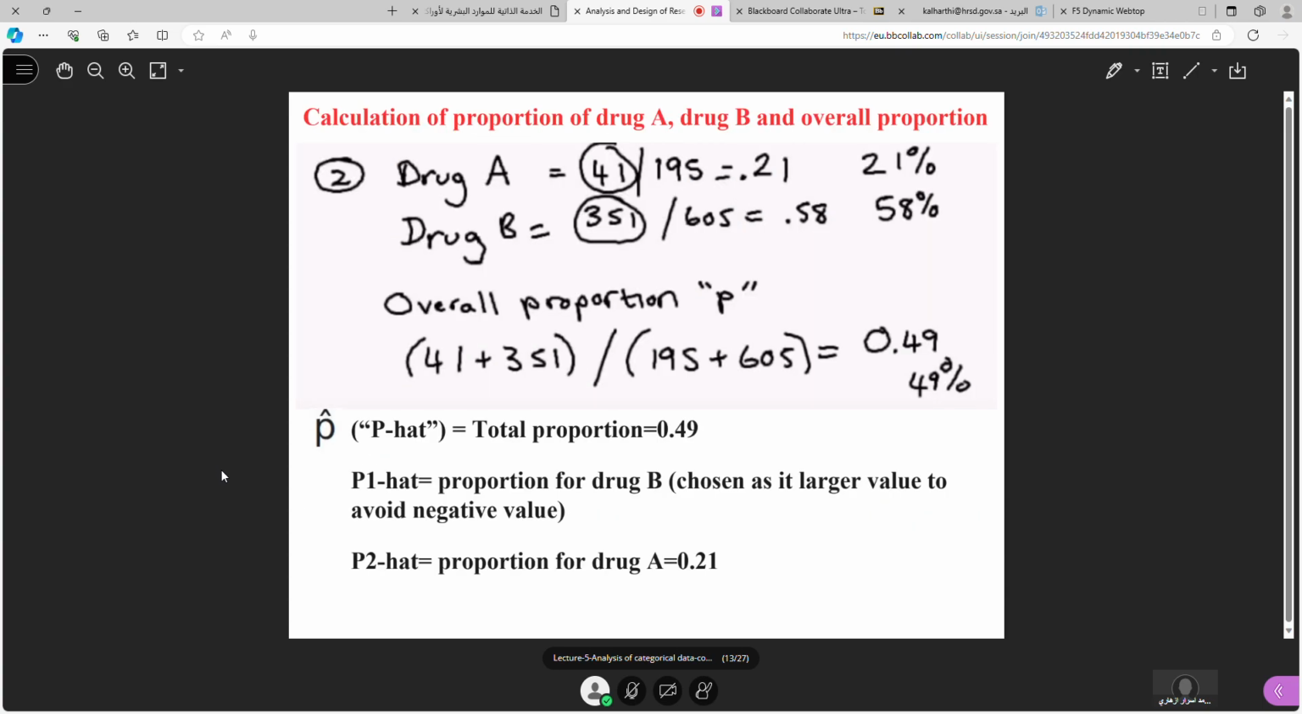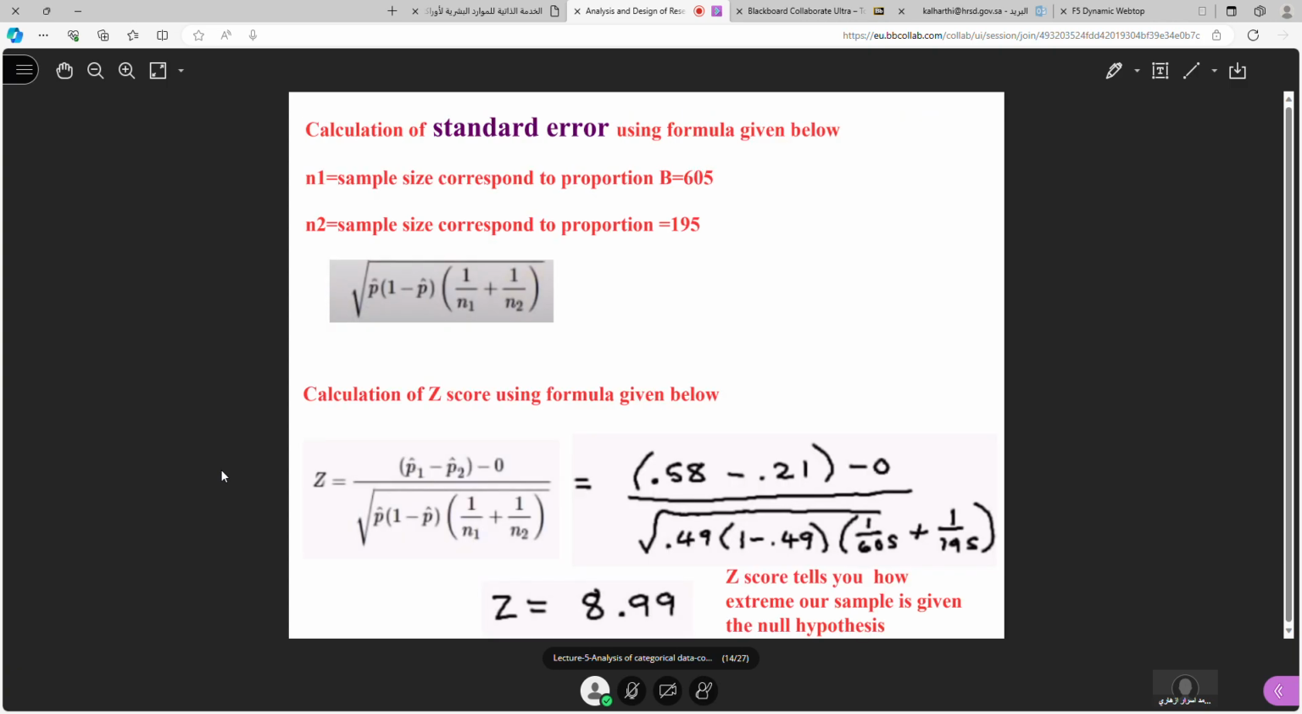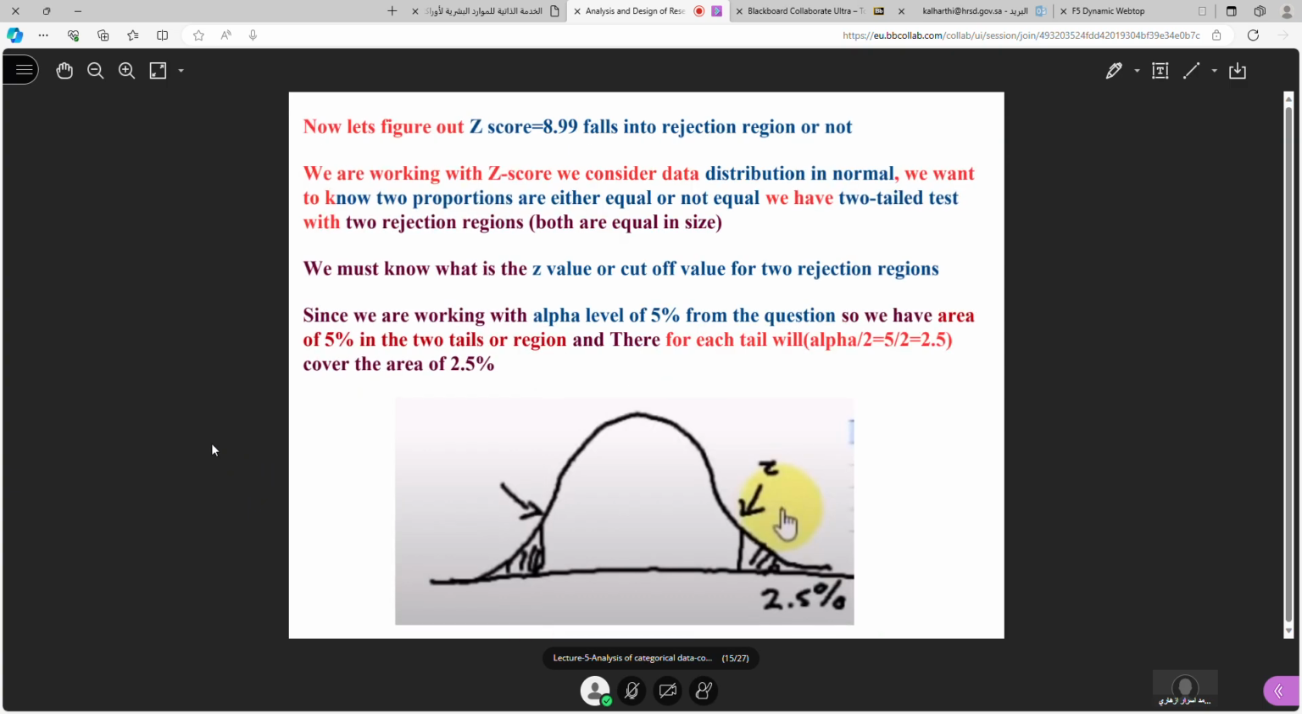After proportion, I will not give you the calculation of this proportion, guys. Leave it now. You will calculate proportion, not the z value. I can give you the z value and I will tell you to interpret. But here there is a question, like what is the two-tailed test? Two-tailed test means two rejection regions of equal size. This is the one question.